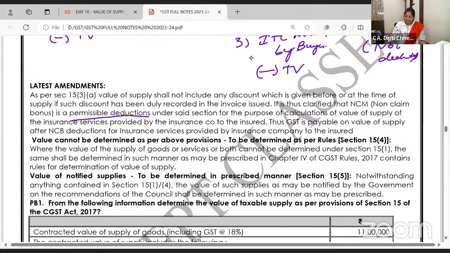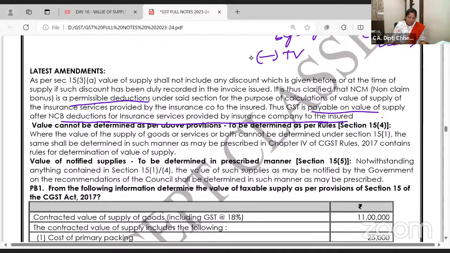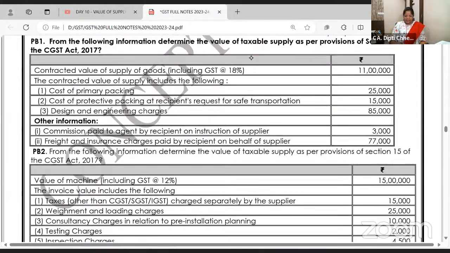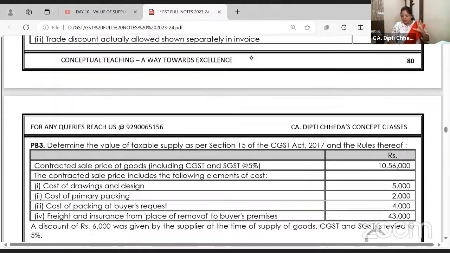Thus, GST is payable on the value of supply after no claim bonus for insurance service provided by insurance company to the insured. Who is insured? Client. If you cannot determine the value, it's not an arm's length price, and you cannot determine as per the transaction value, then there are certain rules which are given in chapter 4 and all. They are not in your syllabus. That you will learn in final. Okay? Right. Straight we go to solve the problems.